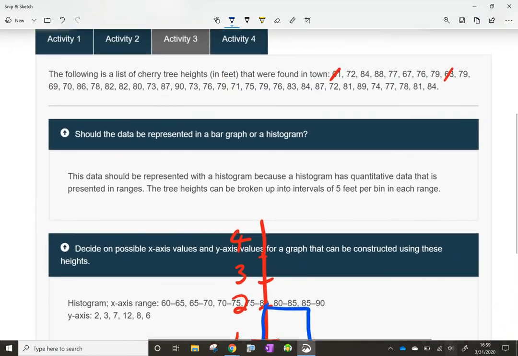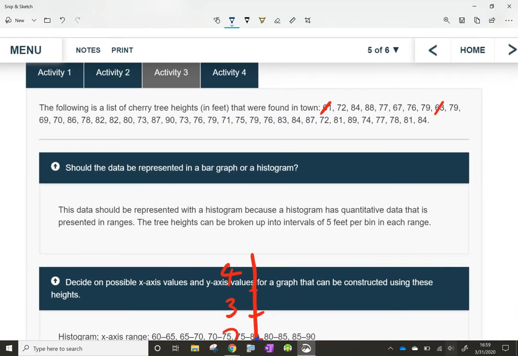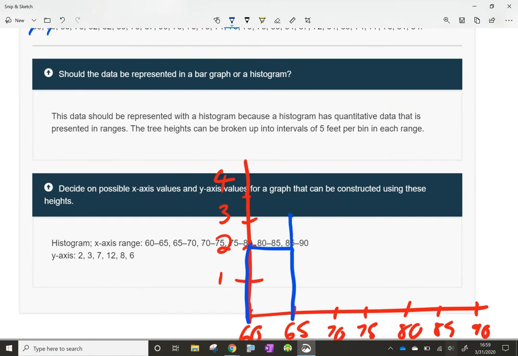Now let's do 65 to 70. Let's go through our list of numbers here and find out how many go between 65 and 70. We got 1, we've got 2, we're going to include 70 in this, 3. I only count 3, so that bar would go up to 3. Okay, and you see how that works? You would count how many go in that range, and you would make the bars.